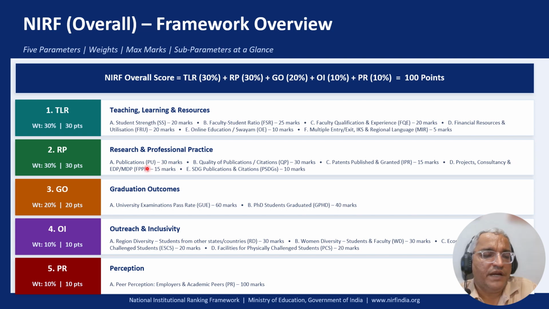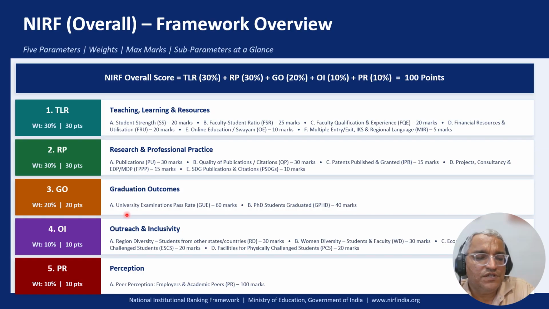The research and professional practice talks about quality publications, which carries a weightage of 30 marks. It only accounts for publications in Scopus and Web of Science Q1 and Q2. Then citations in quality publications carry 30 marks weightage. How many patents are published and how many patents are granted carries 15 marks weightage. Projects, consultancy, EDP, MDP has a score of 15 marks. SDG publications and citations, papers which are mapped with SDG goals, carry a weightage of 10 marks.